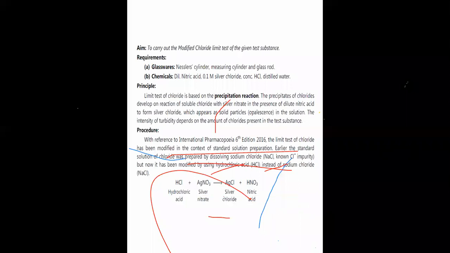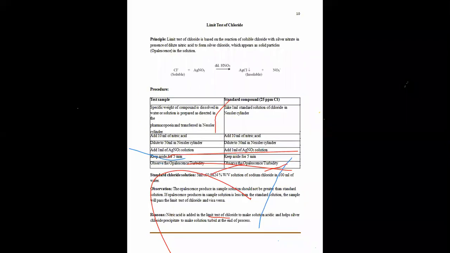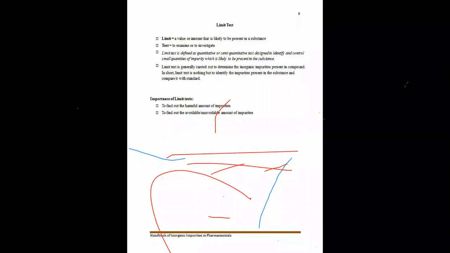So here we have discussed how we are going to do the limit test of chloride as well as the limit test of sulfate ions. What is the meaning of the word limit test? A value or an amount which is likely to be present in the substance and which is checked by using a test. This procedure is determined as a limit test.